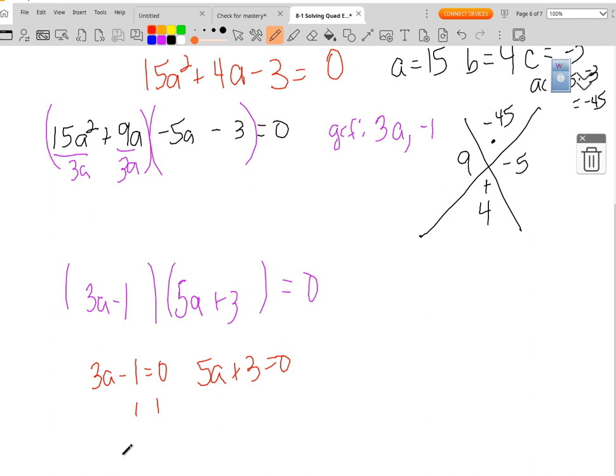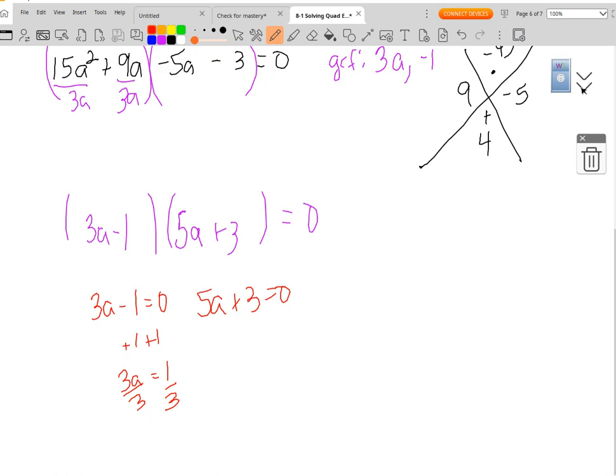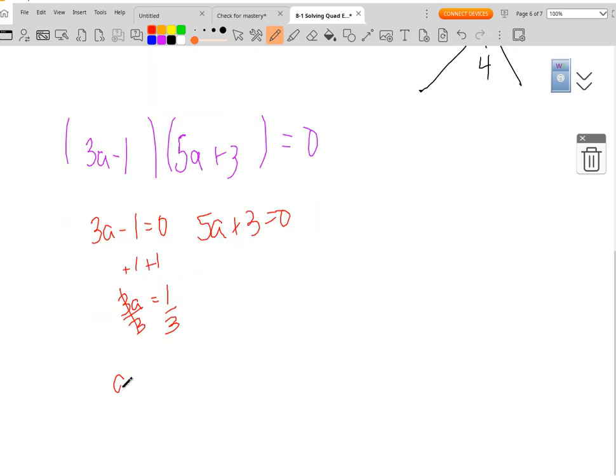So we're going to add 1 to both sides. Now we have 3a equals 1. Now we have to divide both sides by 3, and so a equals 1/3. Yes, it can be a fraction. Here we're going to subtract 3 from both sides. 5a equals negative 3. Divide both sides by 5, and a equals negative 3/5.